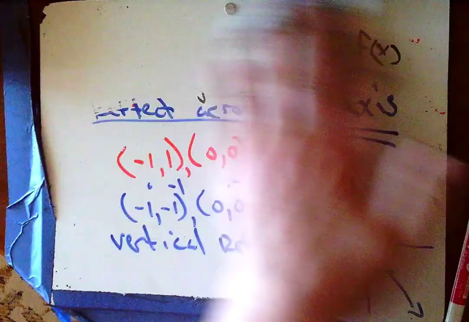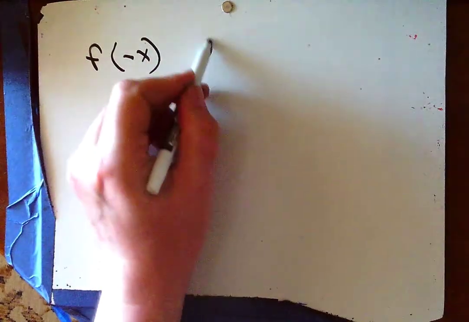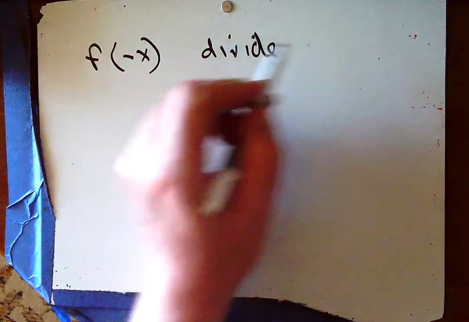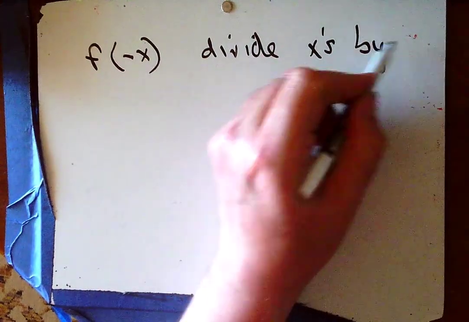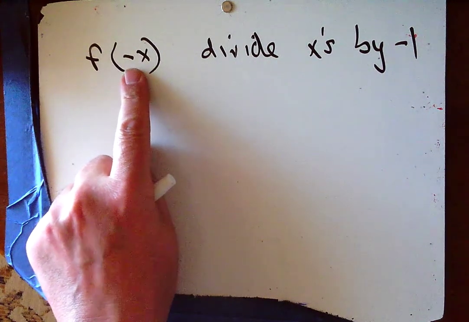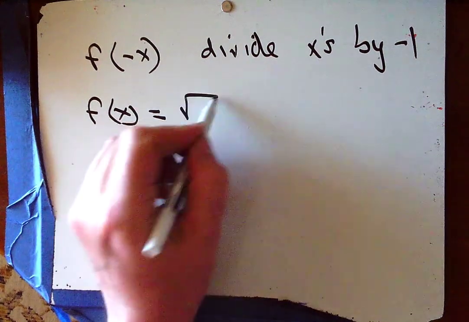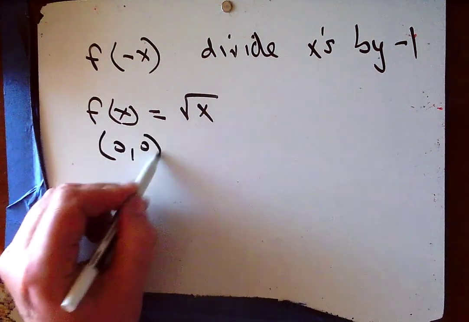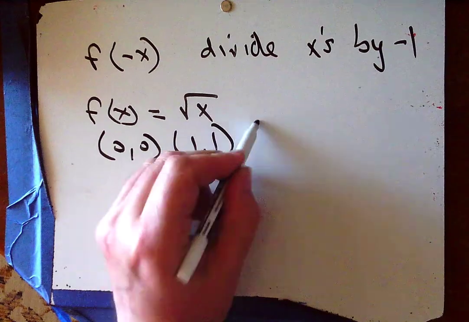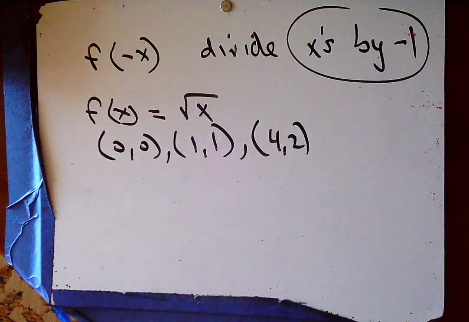So what if that negative is inside the function? F of negative x. Well, I'm going to divide the x's by negative 1, because inside is opposite land. And what happens when we do that? Well, let's take this f of x. F of x equals square root of x. And here are the reference points. And now I want to divide the x's by negative 1.